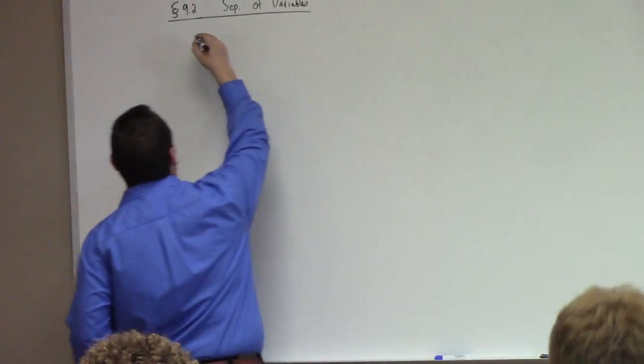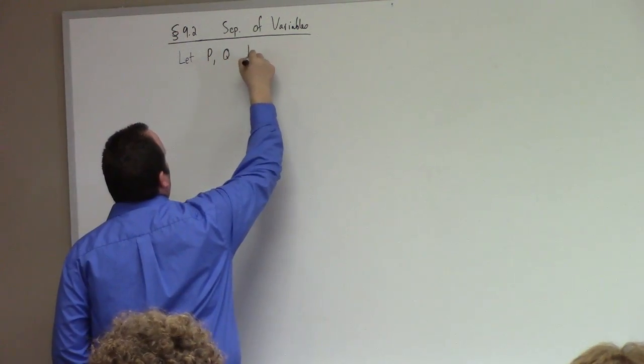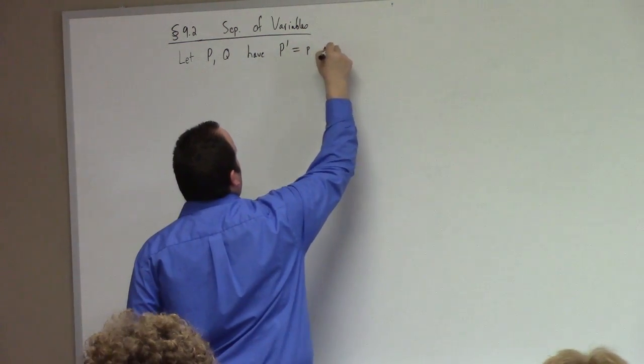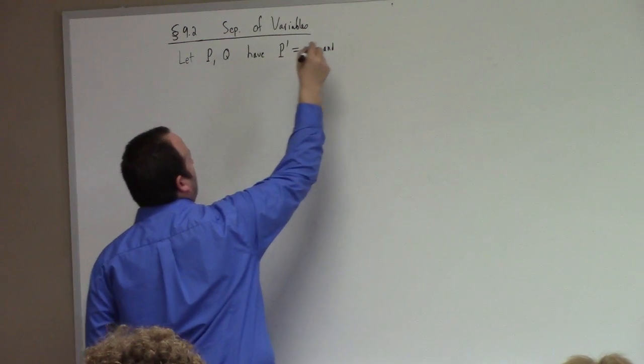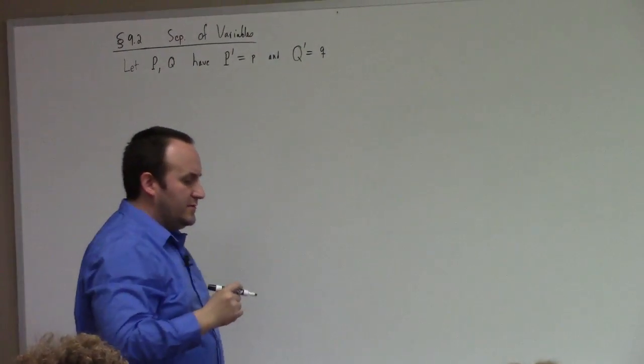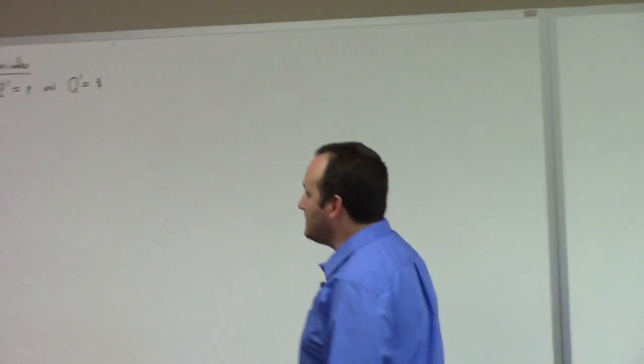So we assume we have two functions, big P and big Q, and have P prime equal to little p, and Q prime equal to little q, and we're assuming that the little p and the little q are continuous. That is, we're supposing the original functions, big P and big Q, are what are called continuously differentiable functions. They not only have derivatives, but their derivatives themselves are continuous functions.